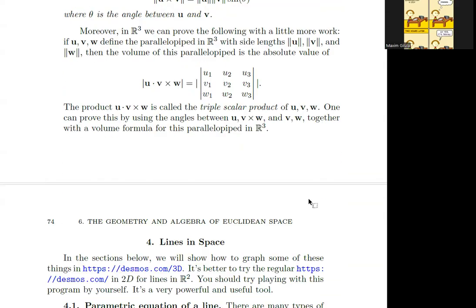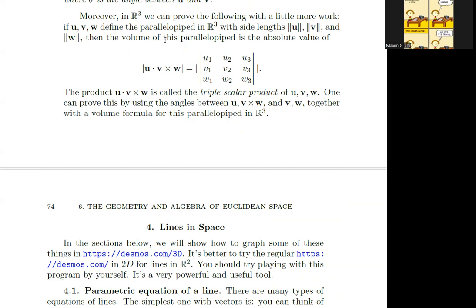In R3, you could also prove the following with a very similar method as the parallelogram. If I have a parallelepiped in R3, which just means a parallelogram base extended in R3 as a three-dimensional kind of parallelogram, and this is u, v, and w, then the volume of this parallelepiped is the absolute value of u dot v cross w, which you can compute by doing this 3 by 3 determinant. And this product, u dot v cross w, is called the triple scalar product of u, v, and w.